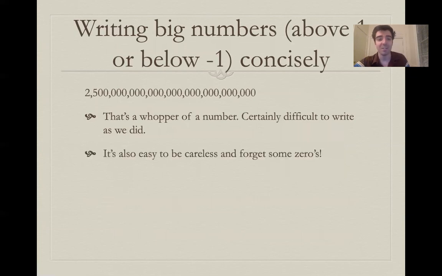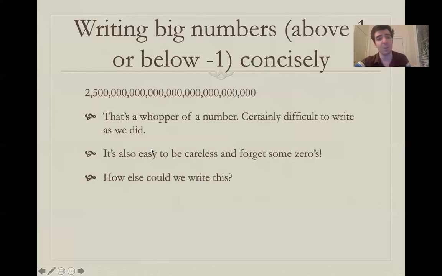And besides being tedious to write, it's very easy to forget zeros. If you accidentally forget some zeros, your number is going to be accidentally smaller than you mean it to be. So what I want to talk about here is ways to write this more concisely, especially if you are going into physics or chemistry or biology or statistics or certain other disciplines. This is going to be fairly important because you're going to run into very large numbers quite frequently.